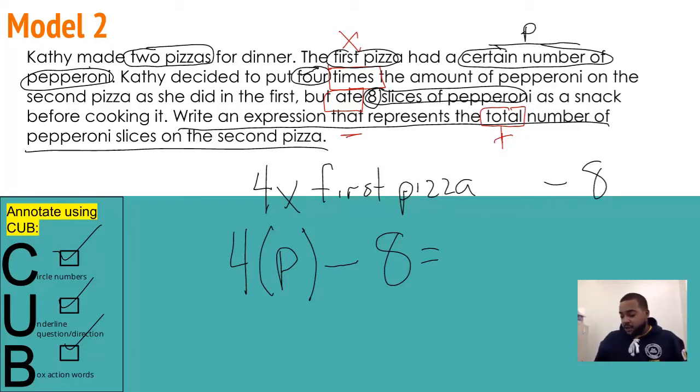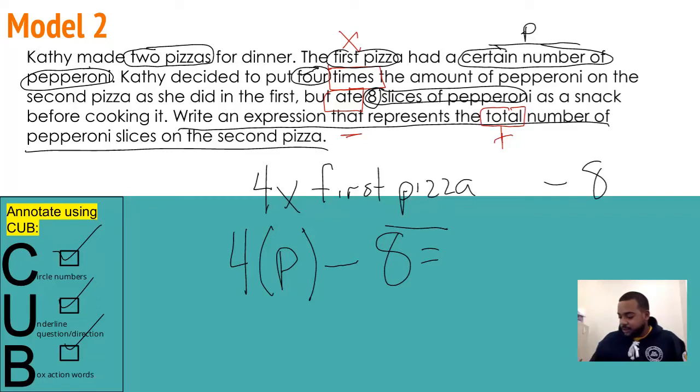So to go through this again, here's my expression. I want to multiply the amount of pepperoni in the first pizza times 4 to figure out how many pepperoni slices she put on the second pizza. And then I want to subtract the 8 that she ate. That sounds weird. The 8 pepperoni slices that she had already eaten, to then give me the total amount of pepperoni slices that she has on the second pizza after she cooked it.